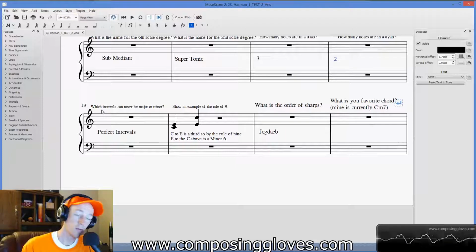Which intervals can never be major or minor? This is perfect intervals. You should have gotten these. These are the ones you just should have gotten. These are just sort of like vocab questions to a degree.